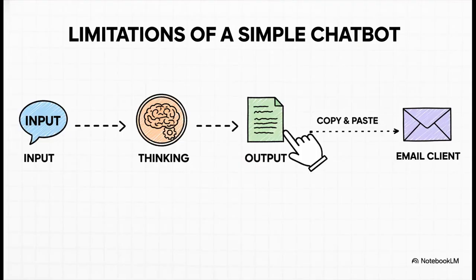Let's think about a standard large language model, or LLM, like ChatGPT. You give it some input, right? Maybe help me write an email. It processes that request, generates the email, and then gives you the output. But that's where its journey ends. The LLM itself is kind of stuck inside that chat window. You're still the one who has to copy that text, open your email, and hit send.